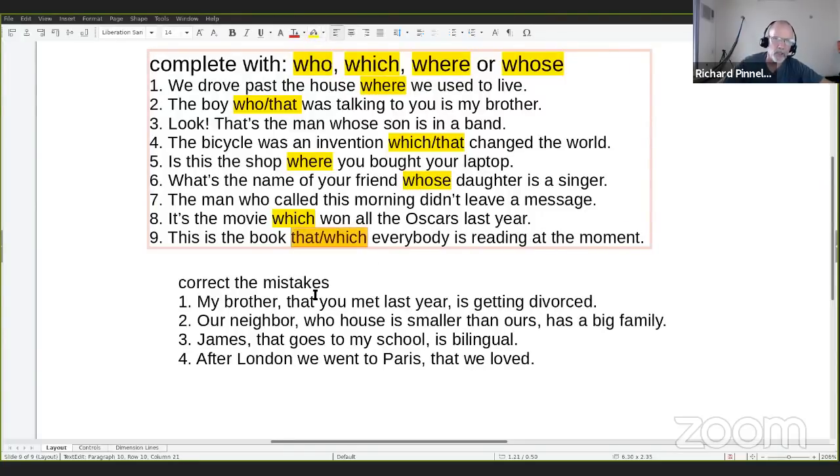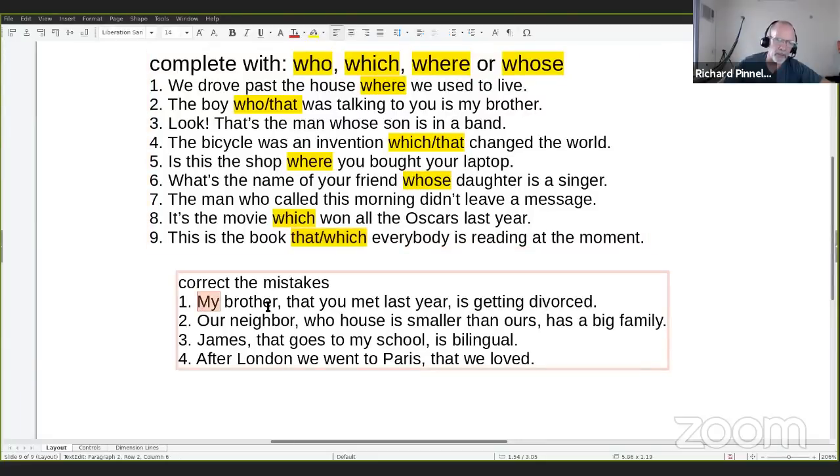So, good. Now, in these ones here, there's a mistake. Find the mistake. What is the problem with this? What's the mistake? Correct the mistake. Number 1. What's the mistake? Yeah, Argelis says that. This is the mistake. Why? What's the correct word that we need to put there?